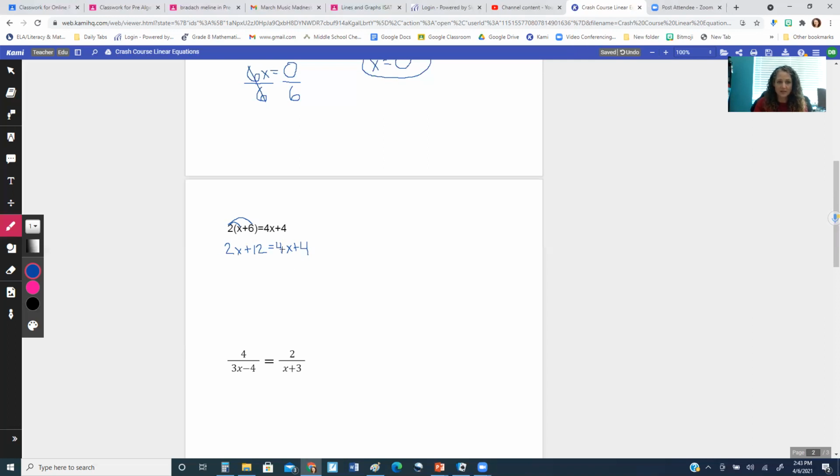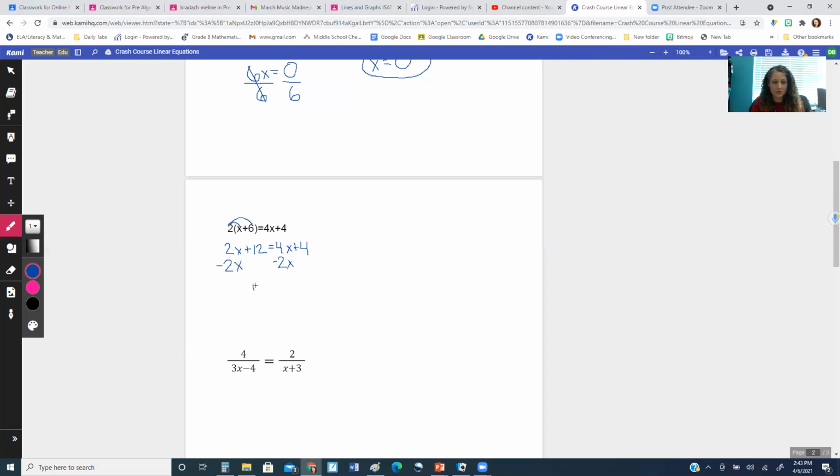So now I need to get my x's together and I need to get my numbers together. I have x's and numbers on both sides. So I'm going to look at this, and my 4 over here is positive and my 2 over here is positive, and the 4 is bigger than the 2. So if I subtract this 2x over here, then I won't have a negative number. And I like not having a negative number. So I want to get my x's together. So I'm going to subtract this whole 2x from this side and the whole 2x from this side.